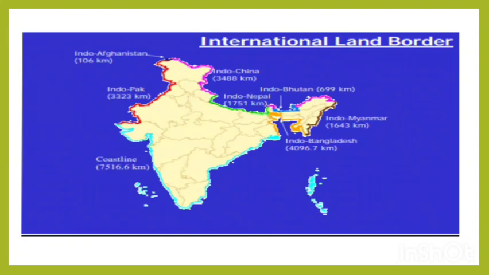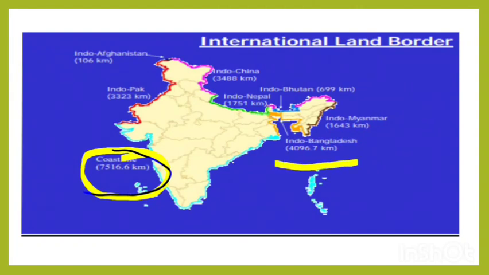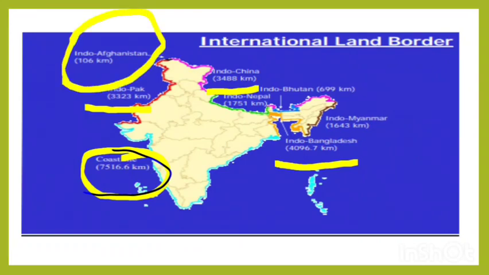And India's coastline is 7,516.6 kilometer. Apart from the coastal boundary, India shares the longest boundary with Bangladesh, that is 4,096.7 kilometer. Next is China, that is 3,488 kilometer. Third is Pakistan, that is 3,323 kilometer. And the shortest boundary India shares is with Afghanistan, that is 106 kilometer.